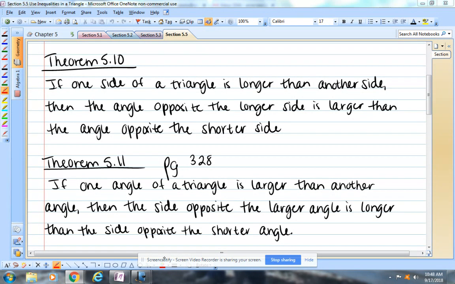If one side of a triangle is longer than another side, then the angle opposite the longer side is larger than the angle opposite the shorter side. So you don't have to copy that word for word. You can kind of paraphrase that. The largest angle is across from the longest side, and the shortest angle is across from the shortest side.